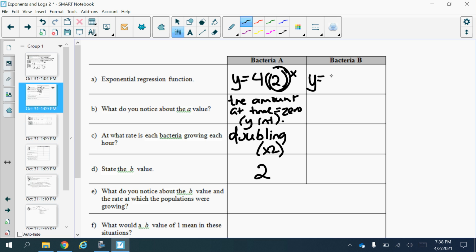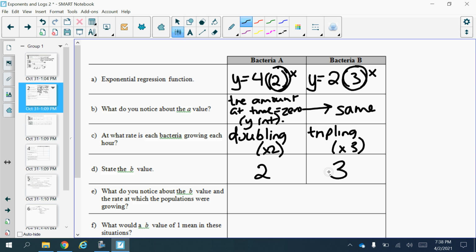When you perform the regression, y equals 2 times 3 to the power of x. So what do you notice about the a value? It's the same as we wrote there. It's the amount at time 0, which is equal to that y-intercept. At what rate is each bacteria growing each hour? For bacteria B, we noticed it was tripling, or multiplying by 3 each time. And if we look at the B value, the B value is equal to 3.